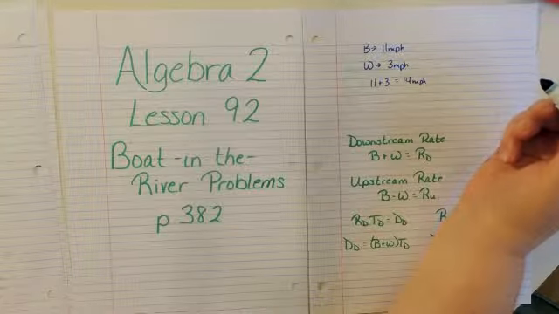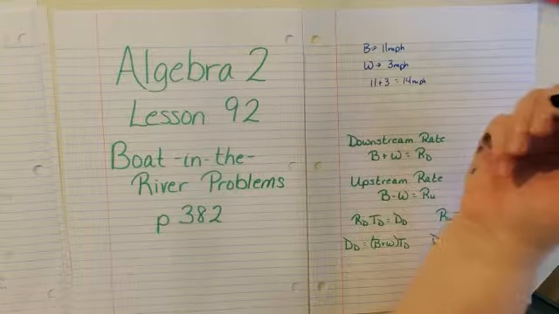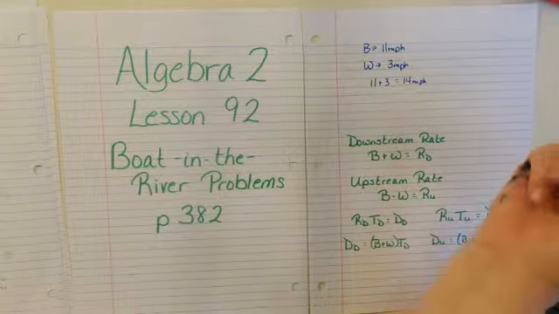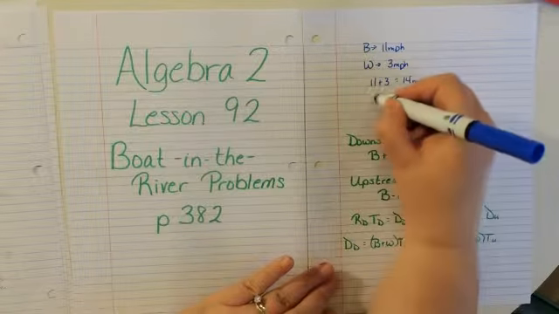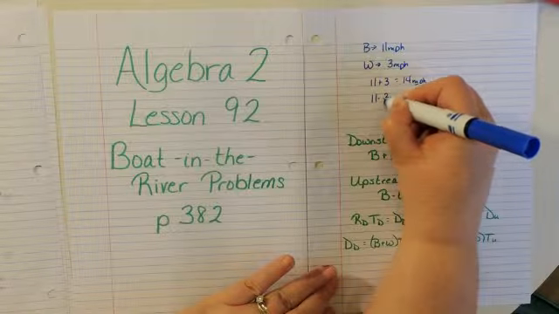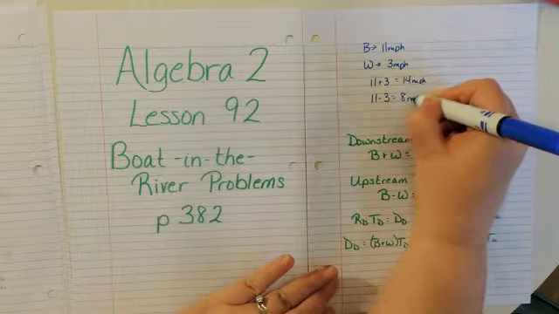If Robert turns his boat around and goes upstream against the current, the current is going to be pushing against his boat at 3 miles an hour. So the boat's rate is going to be 11 minus 3, or 8 miles per hour.